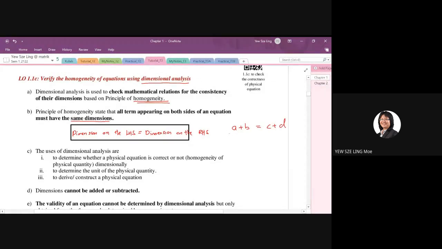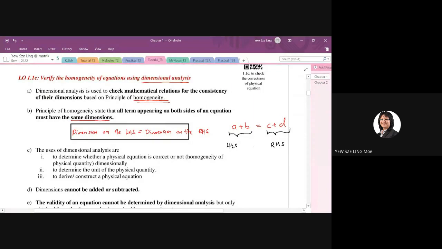You check the dimensions on the left hand side, and then you check the dimensions on the right hand side. See whether they are equal or not. If they are equal, then this equation might be correct. Not necessarily correct, but there's a chance that you got the correct relationship. But if they are not equal, then this equation is definitely wrong, so you cannot use it in your calculations.